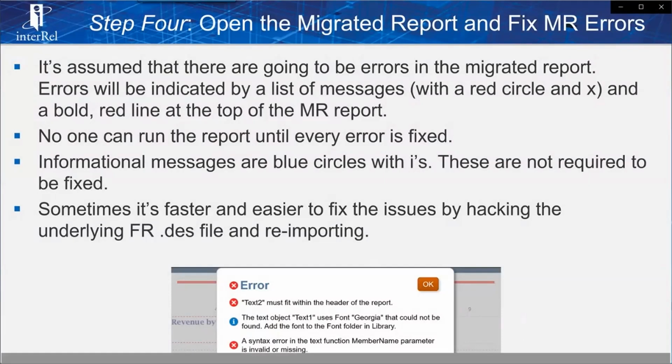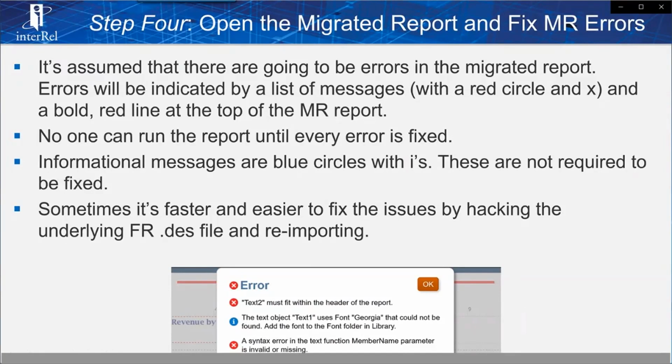So how do you know if you have errors? What you'll see is if you look in the screenshot, see this little thick red line in the background? That will be seen at the top of your MR report. If you click on it, it will then open to a list of messages. Anything with a red circle and an X is a required error message that must be fixed. Anything with a blue circle and an I means it's informational only. You do not have to fix it. The report will still run, but I highly recommend that you go back and fix those anyways, just because it's good not to have any problems.